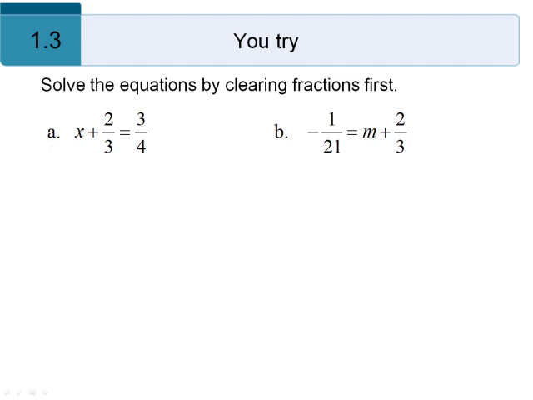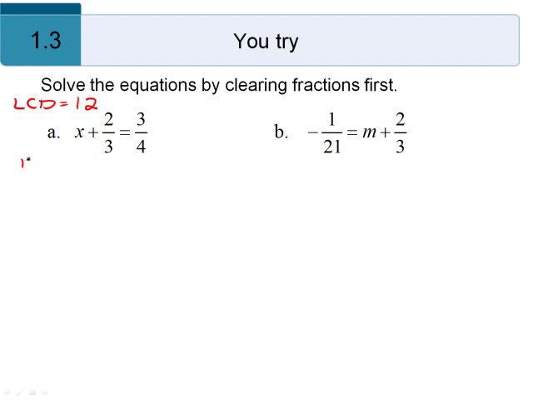So let's look at letter A. This whole section was about solving equations with fractions, and the directions say solve the equations by clearing fractions first. So the first thing you have to do is find the least common denominator. On letter A we've got denominators of 3 and 4, so the least common denominator is 12.